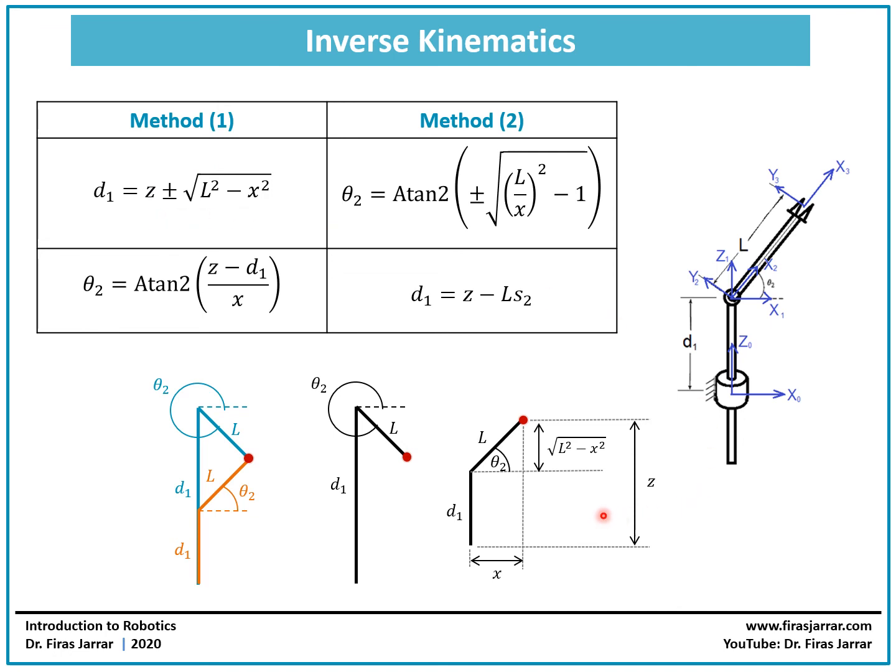Also, if you wish, you can find theta 2 from the graphical approach. Tan theta 2 is going to be this distance, which is z minus d1, over this distance, which is x, from this right triangle here. It's always very useful, and I always recommend it, to try to relate the equations to the geometry of the problem itself and try to make sense out of it.